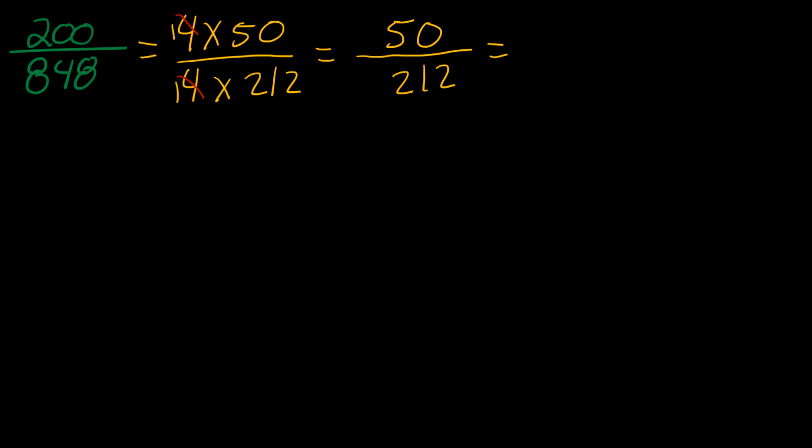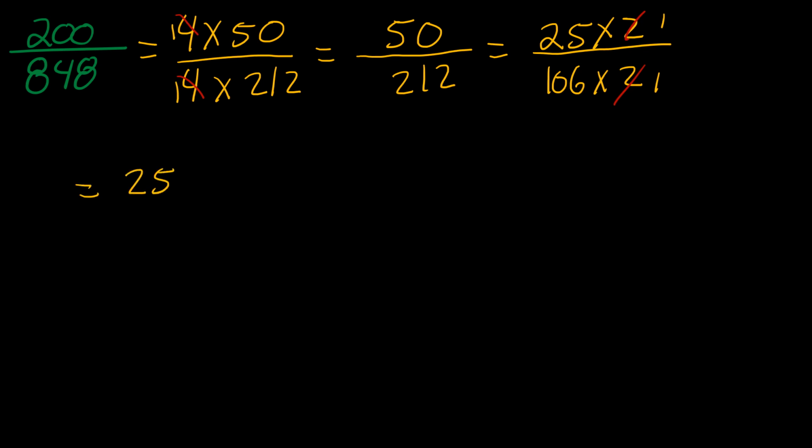And we're not done yet because we can rewrite 50 in terms of 25 times 2, and we can rewrite 212 in terms of 106 times 2. What happens when we multiply by 2 and divide by 2? That's right, they cancel. So we're left with 1 and a 1, and this would equal 25 divided by 106, and that would be the final answer.